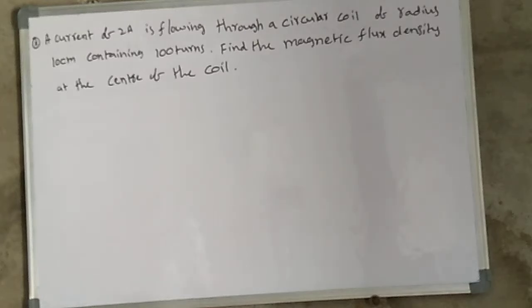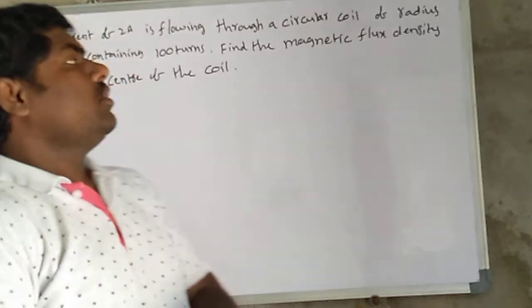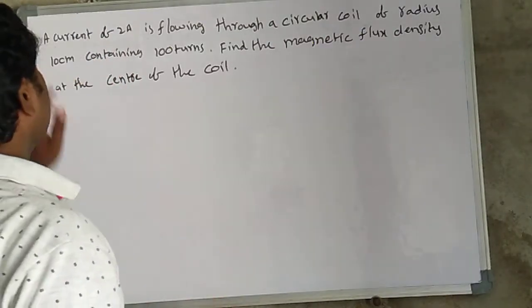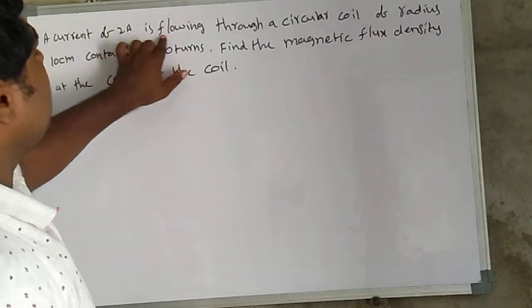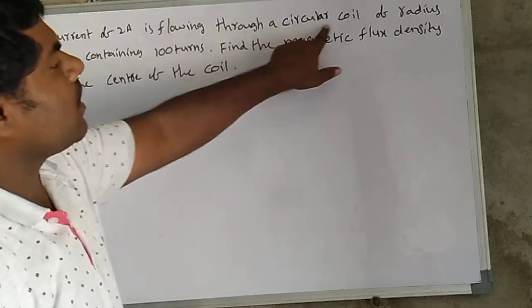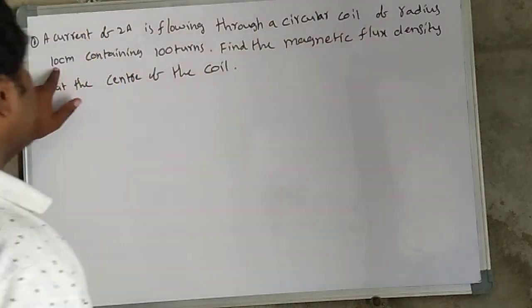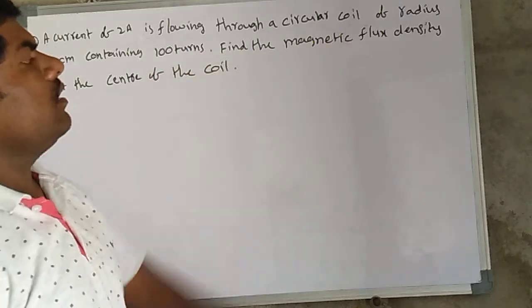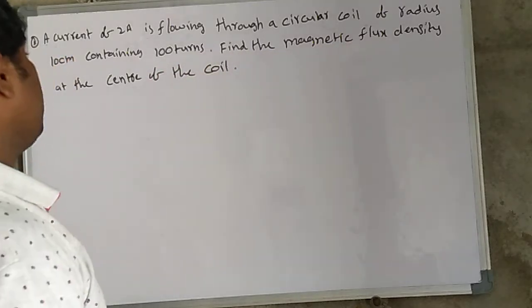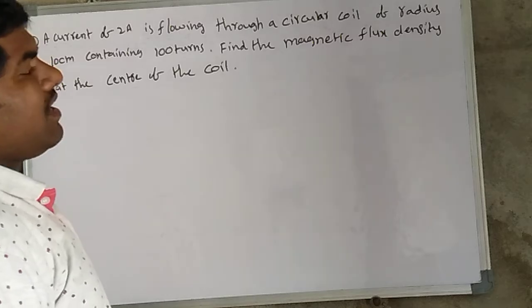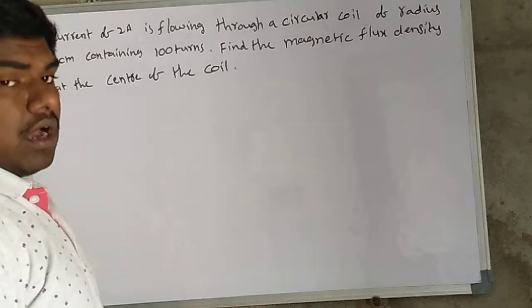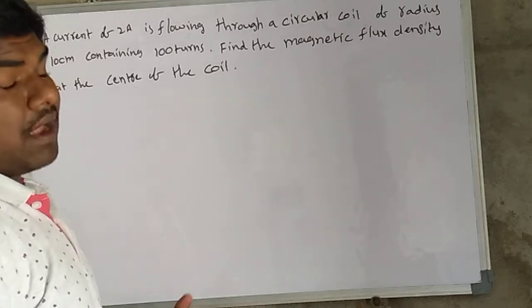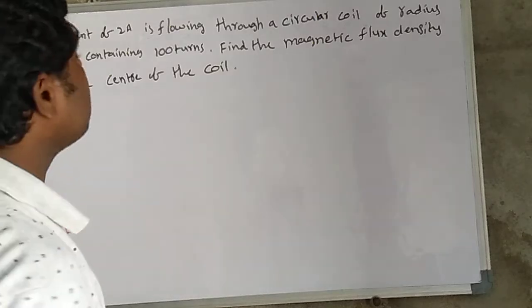Today we are going to discuss numerical problems based on previous cases. So, the very first problem: a current of 2 ampere is flowing through a circular coil of radius 10 centimeter containing 100 turns. Find the magnetic flux density at the center of the coil. Magnetic flux density is also called magnetic induction or magnetic field.